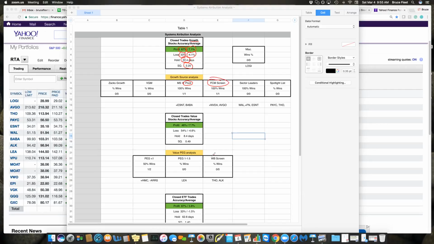This is my new WB screen. This is something that I just created for value. Our value stocks are doing well, and Thor and Alaska both came up through there. And this is our ETFs. So even after we purchase stocks, I'm always looking at how our holdings are doing and where the gains are really coming from, or where the losses are coming from, so I can start to get rid of that part of the screen.